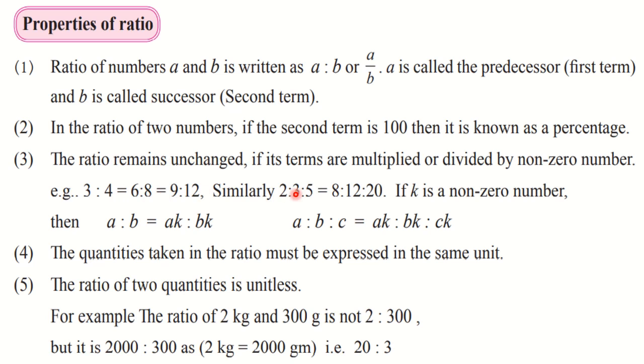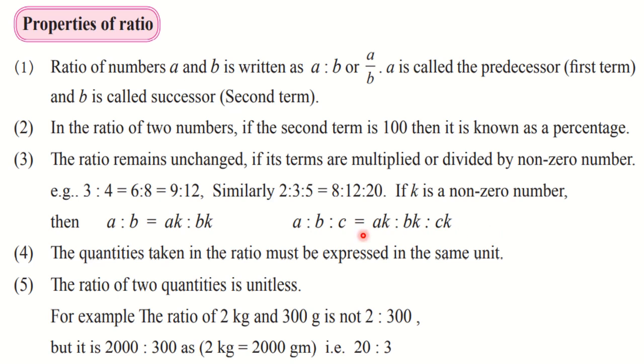And the same thing is applicable for three numbers also. It is applicable to two numbers, it's applicable to three numbers, four numbers also. So always a is to b we can write as ak is to bk, or a upon b is equal to ak upon bk. As I have said, this k is called the common multiple. Similarly, a is to b is to c is the same as ak is to bk is to ck.